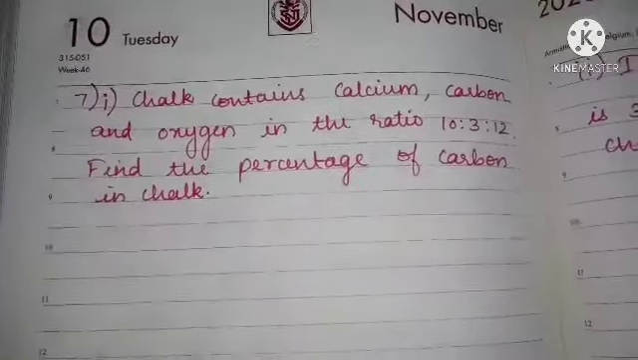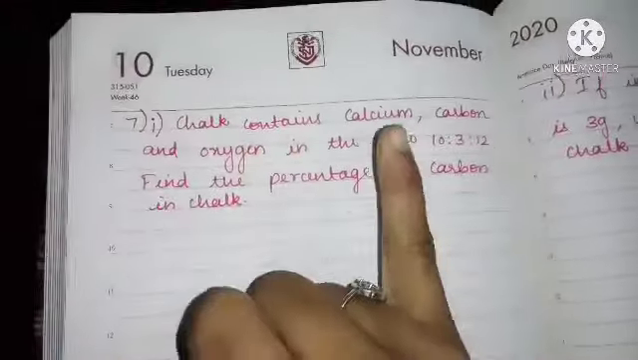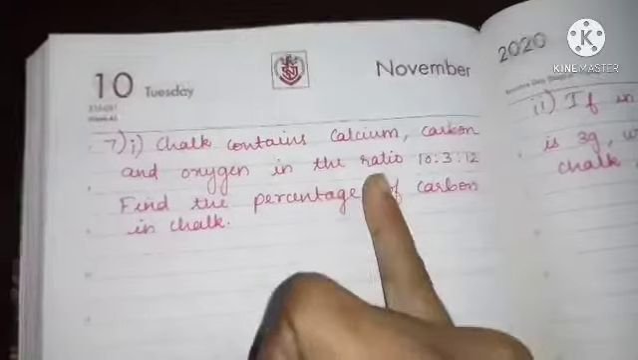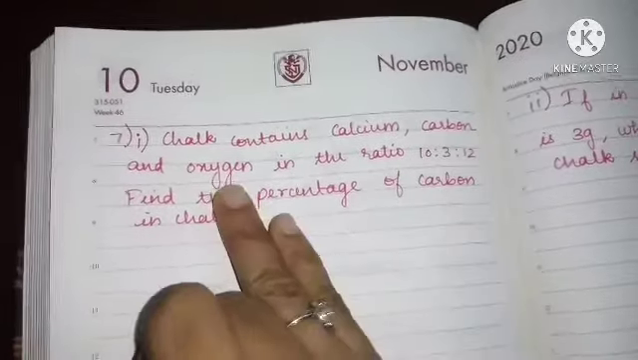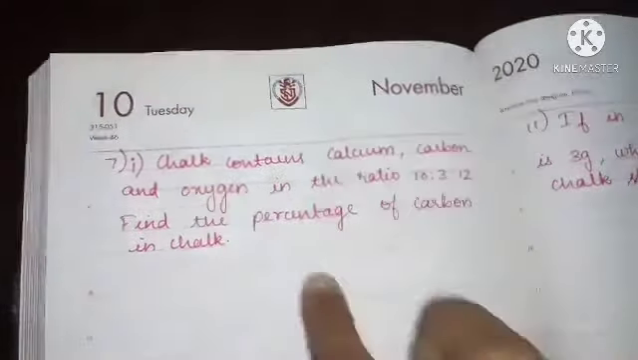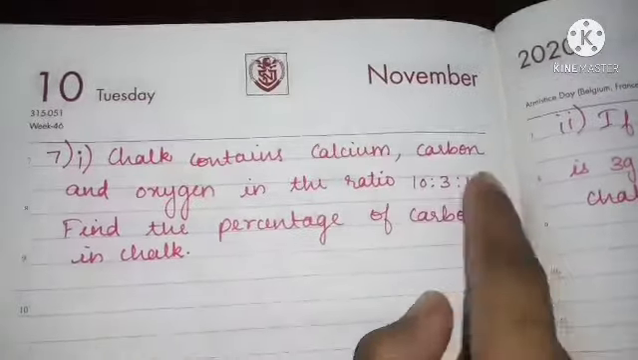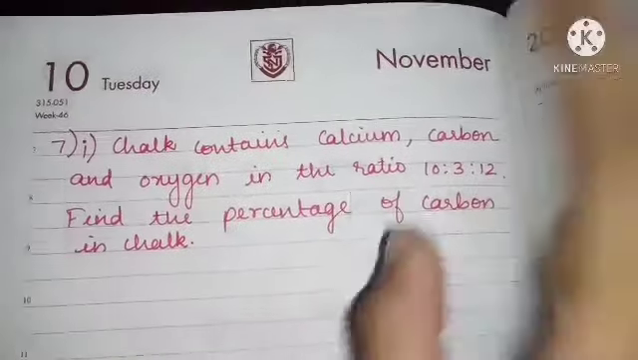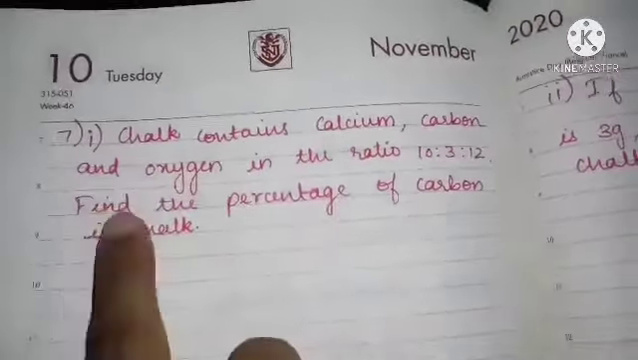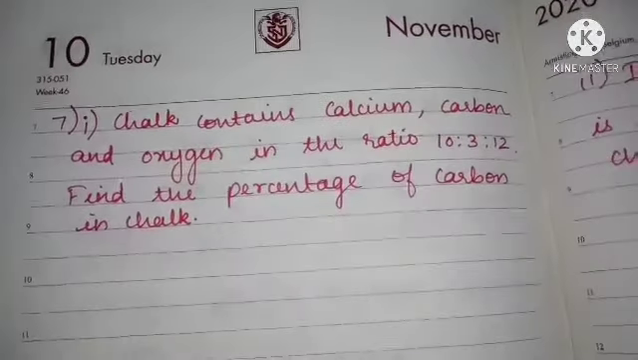Next is your seventh problem. Okay, seventh problem, first subdivision. Chalk contains calcium, carbon and oxygen. One chalk piece you can take it. That will have calcium, carbon, oxygen in the ratio 10:3:12. Which means in the total part of the chalk, calcium will be 10 parts, carbon will be 3 parts and oxygen will be 12 parts. Okay, this is what the ratio of that particular compounds are given. Find the ratio of carbon in chalk. We should find the particular ratio of carbon alone.